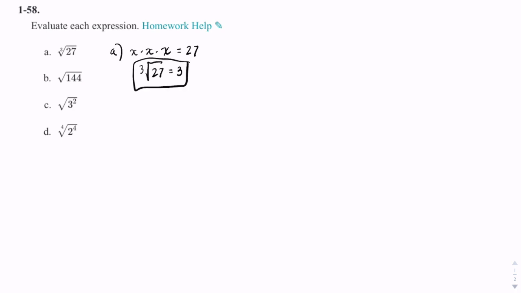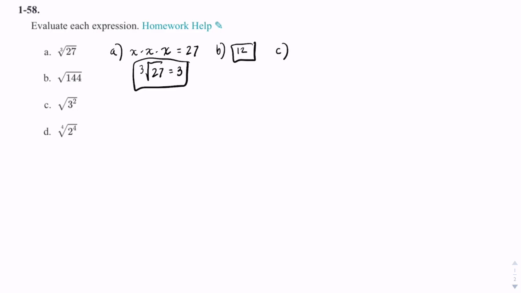Okay. For B, we have the square root of 144. So what times itself is 144? Well, 10 times itself is 100. 11 times itself is 121. 12 times itself is 144.